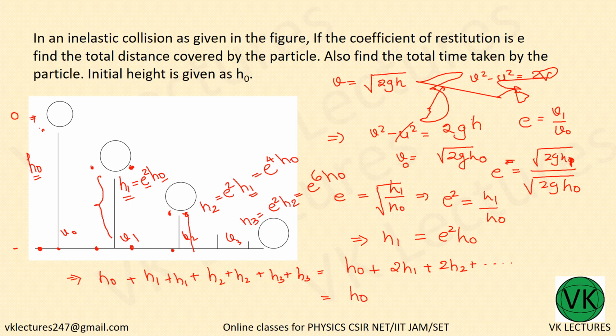Can you explain how you write this h naught plus h1 plus h1 plus h2 plus h2? I didn't get that.